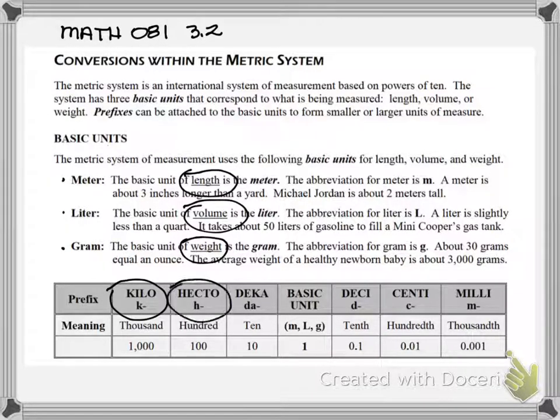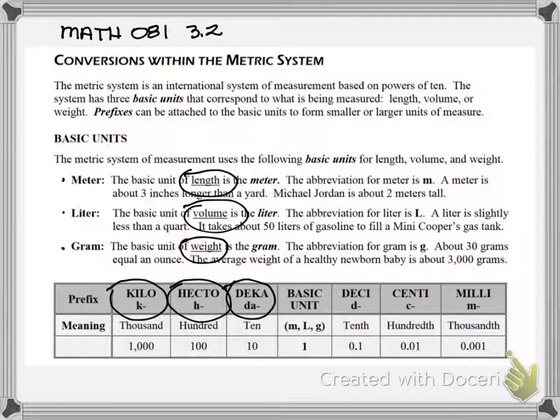There's the prefix hecto, which means 100. We don't often see that, but you could have, for example, a hectoliter. That would be 100 liters. We have deca. That's also not a prefix we see very often, but it means 10. So if you had a decagram, that would be 10 grams. And then, of course, you have your basic unit, the meter, the liter, the gram.